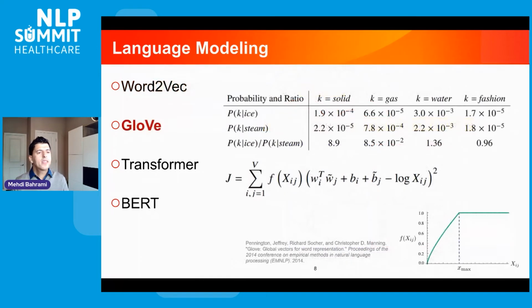Now the second one would be the GloVe option. With GloVe, you basically look at the co-occurrences of words that appear together in the corpus.